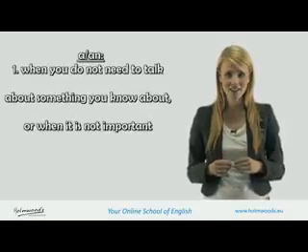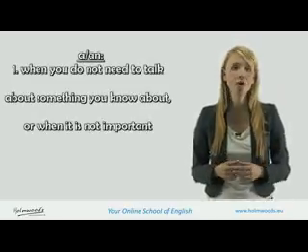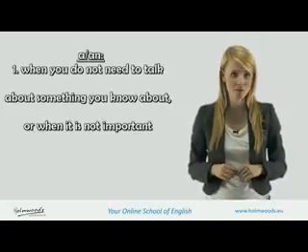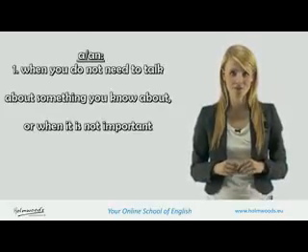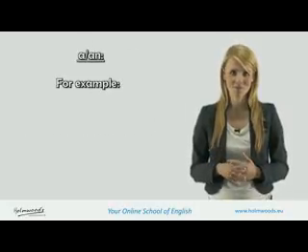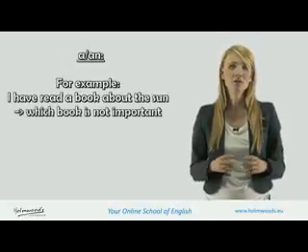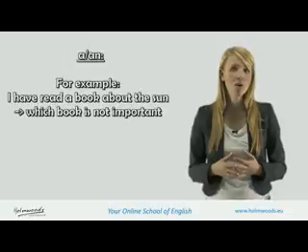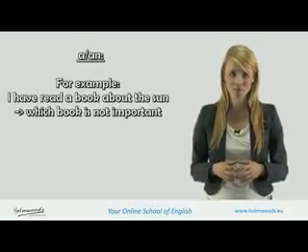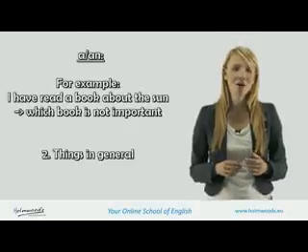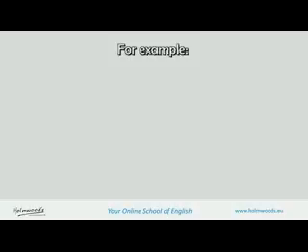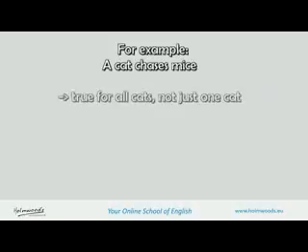A and an are used when you do not need to talk about things or people you know about, or it is not important. For example, I have read a book about the sun. You do not need to remember which book, or it is not important to name the book. You can use a or an to talk about things in general. For example, a cat chases mice. This is true for all cats, not just one cat.